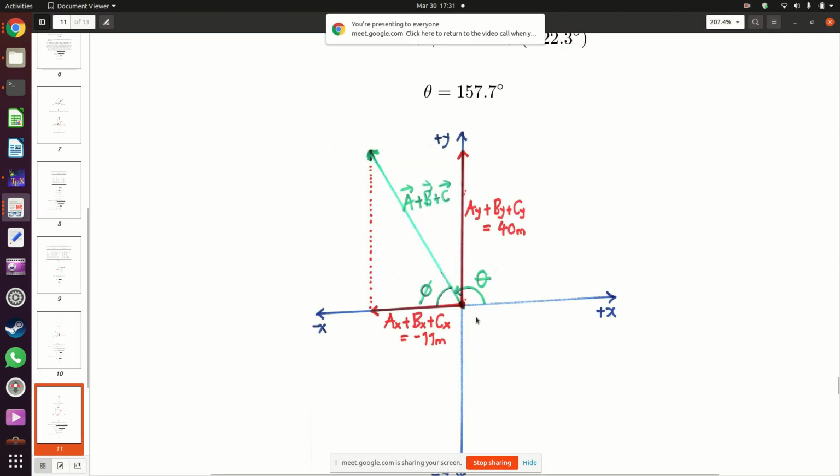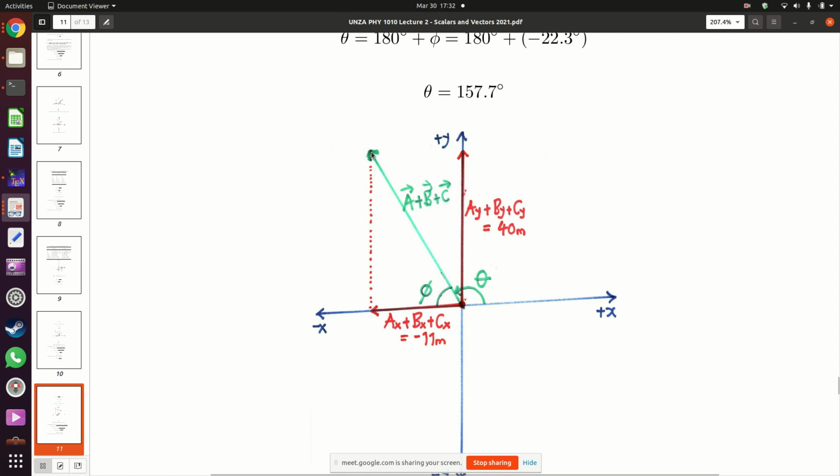And the y component is this red line here also. AY plus BY plus CY is 40 meters and it's pointing in the positive y-axis. We get this y component, we shift it, we put it at the end of the x component here, so that we move along the x component minus 11 meters along the negative x-axis. Then we move 40 meters along the y component parallel to the y-axis, and we end up here.